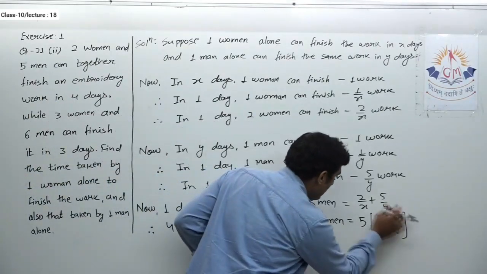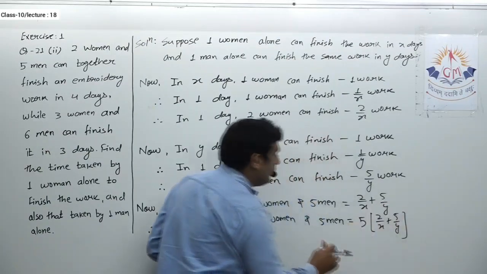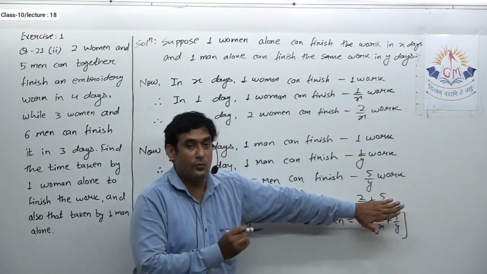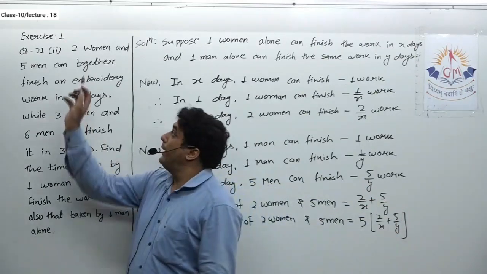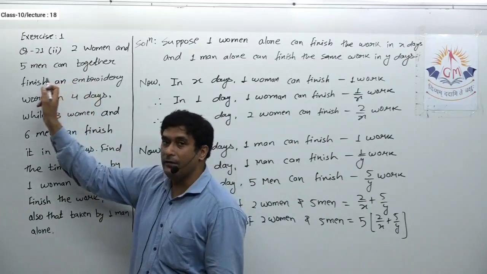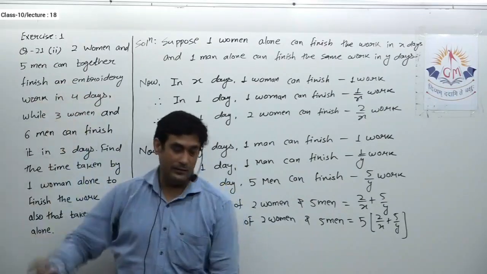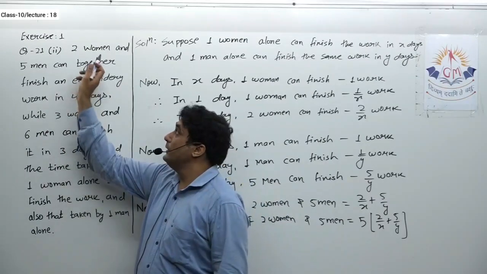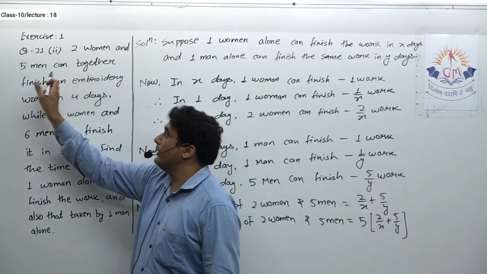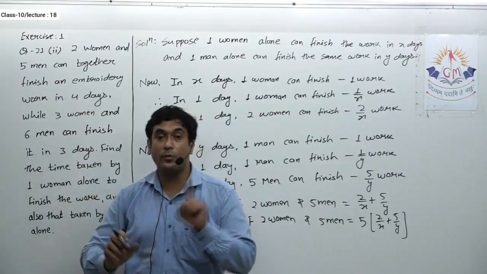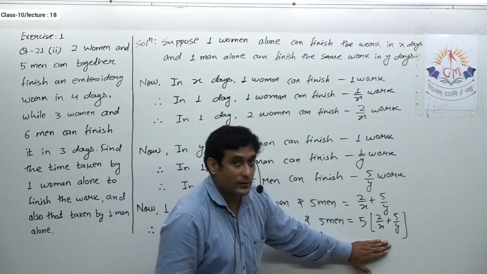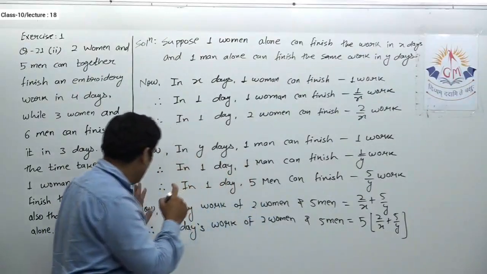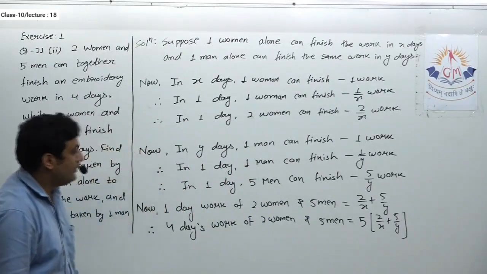That means this quantity must be equal to 1, because this is the quantity which gives us the work done by 2 women and 5 men in 4 days. Okay, this is according to us, and according to the question, work done by 2 women and 5 men in 4 days is equal to 1 work. This much work must be equal to 1 work. So note it down up to this point, then I will give you its further solution.